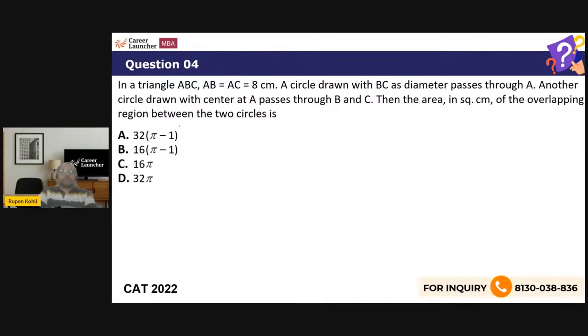Okay, so in this question, some kind of area has to be formed. We have to find some kind of area. Let's see. Draw the figure. Let's see. In a triangle ABC, AB equals AC equals 8, an isosceles triangle.